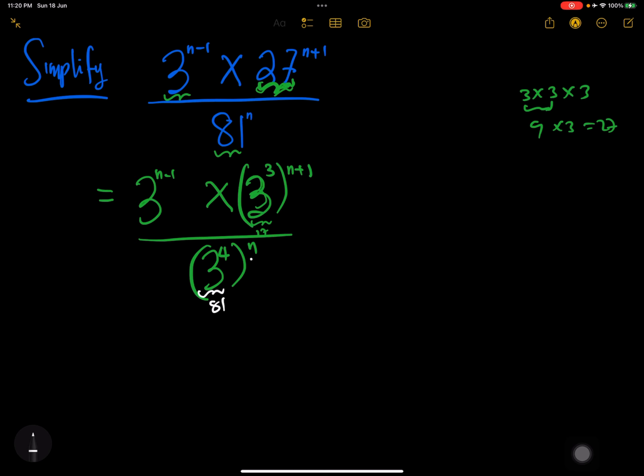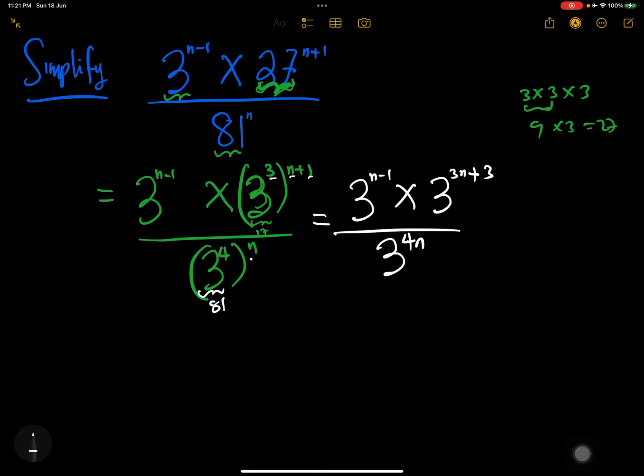Okay. Now, we are going to have 3 to the power of n minus 1 multiplied by 3 to the power of 3n plus 3. This is going to multiply each of them because they are exponents at the top. Divided by 3 to the power of 4n.